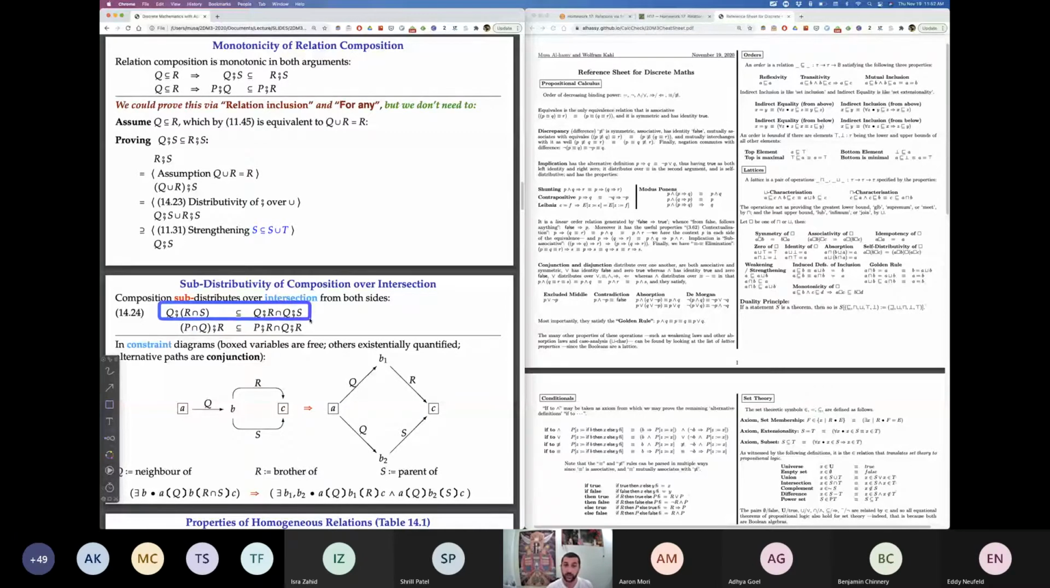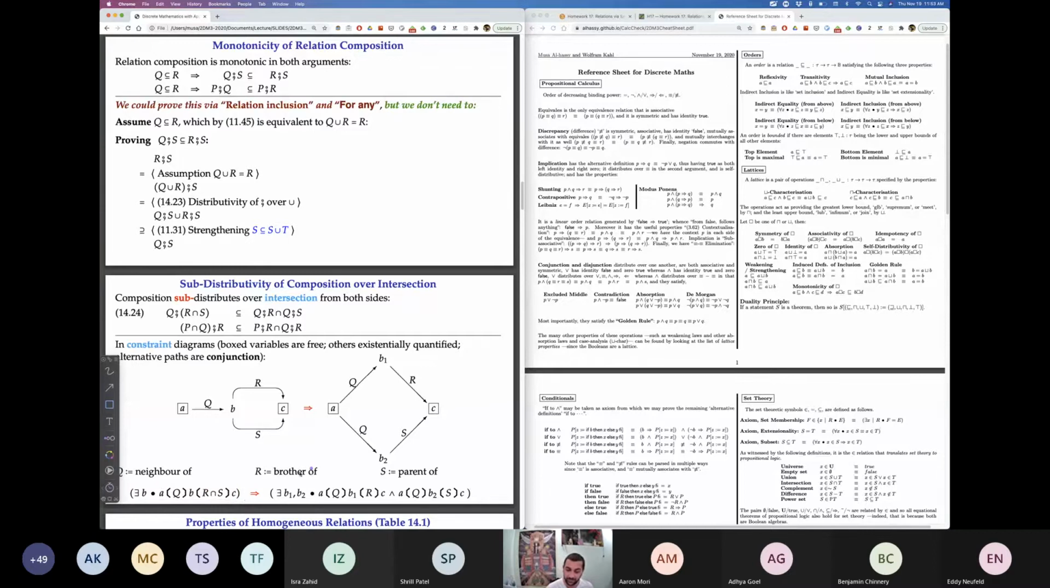Notice, unlike composition with join, this is not an equality. They're not equal. The reason they're not equal is, for example, if I can do Q and then R and Q and then S, I might not be able to do Q and then R and S together. R and S might not be doable together, but doing Q and R and Q and S might be doable. So for example, down here we're saying there's a person that happens to be my neighbor, and that person is both the brother of and the parent of C. That sounds really impossible.